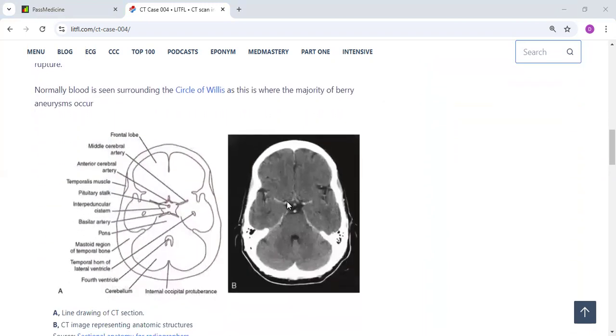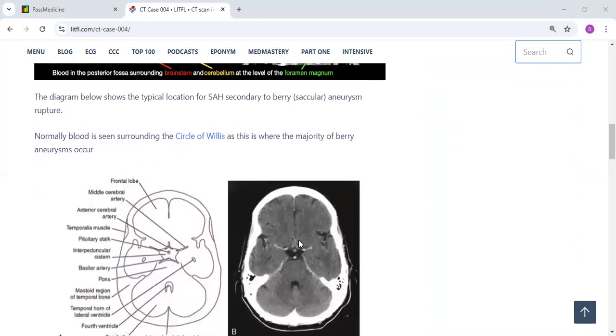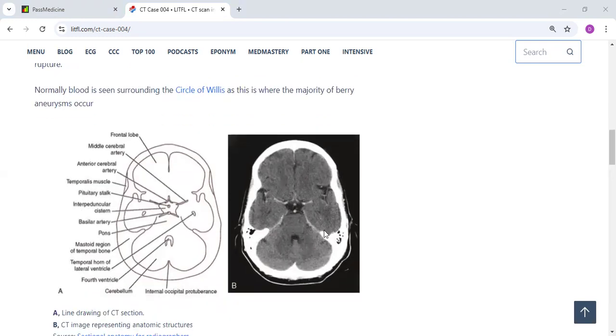Typical locations of SAH are around the circle of Willis. You can see the frontal lobe here, and this is the anterior cerebral artery, and the middle cerebral artery. The pituitary stalk will be seen in the center right here, and you can see the basilar artery. Then you have the pons and the fourth ventricle. These are the usual areas of berry aneurysm in the subarachnoid space.